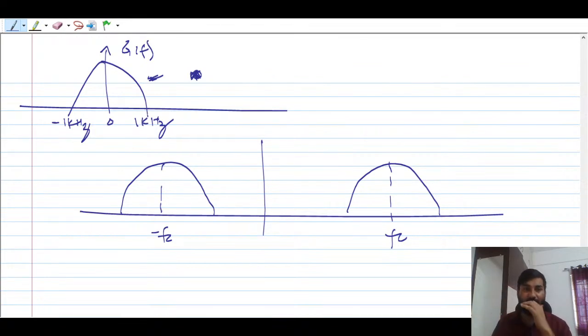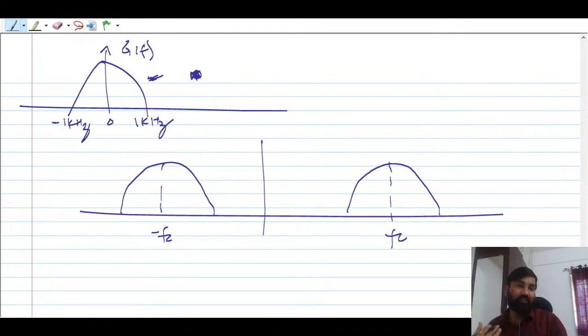Please remember, keep in mind that multiplication in the time domain corresponds to convolution in the frequency domain, but directly we are removing the discussion about convolution in between, right? But there is an intermediate process also. This translation has got some process here.